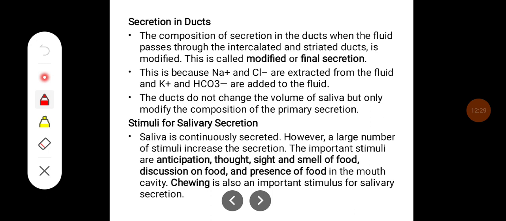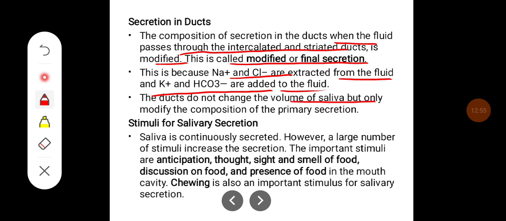In the ducts, the composition of secretion changes. When the fluid passes through the intercalated and striated ducts, it is modified. So this is called the modified or final secretion. This is because sodium and chloride are extracted from the fluid, and potassium and bicarbonate are added to the fluid. The ducts do not change the volume of the saliva but only modify the composition of the primary secretion.